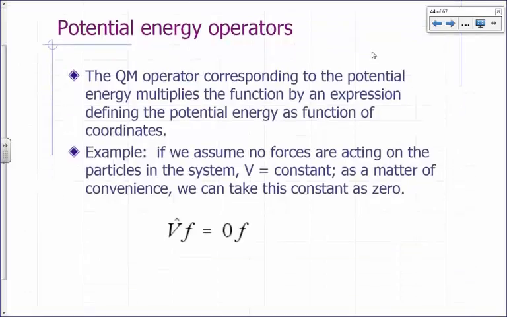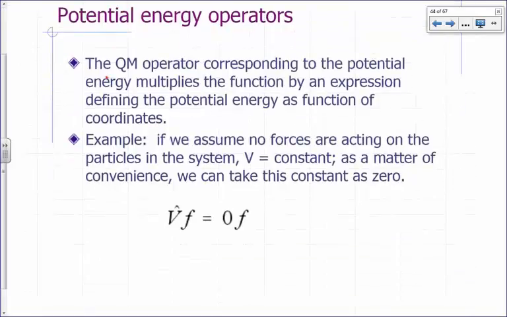So let's move on to potential energy operators. The quantum mechanical operator that corresponds to the potential energy is a multiplicative operator. So it simply multiplies the function by the classical expression that defines the potential energy as a function of coordinates. You've heard of kinetic energy being energy due to motion, right? Potential energy, we say, is energy due to position. So in the classical expression for potential energy, you'll have a function of coordinates.